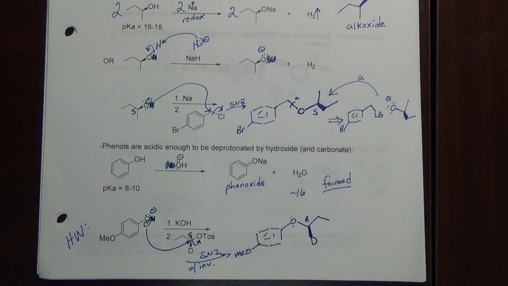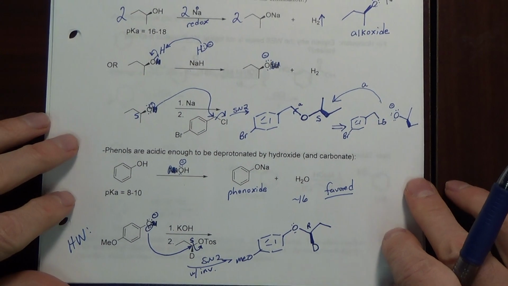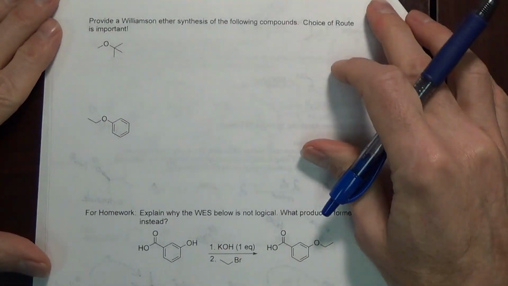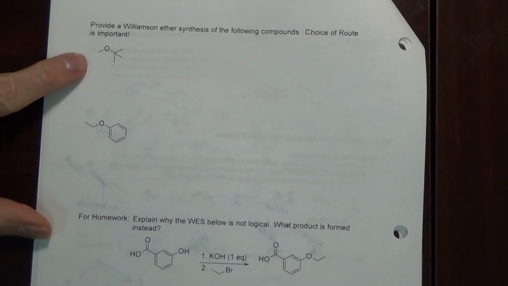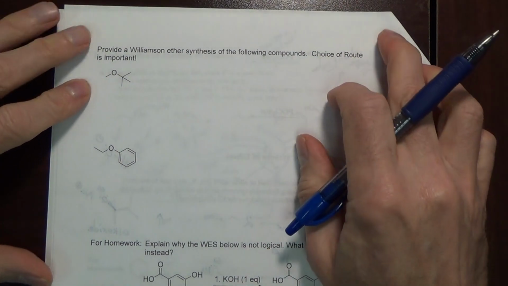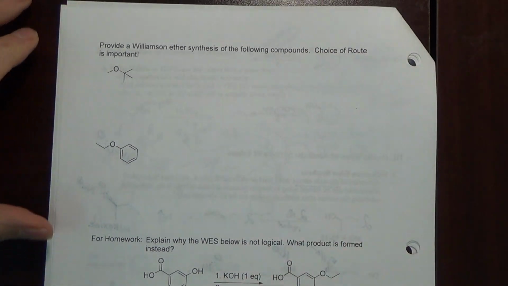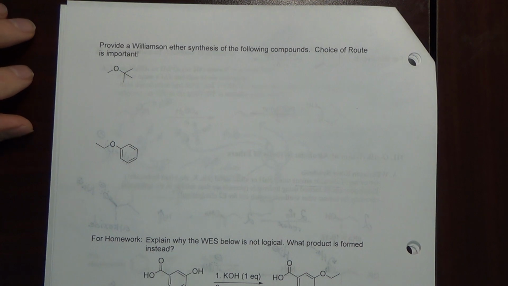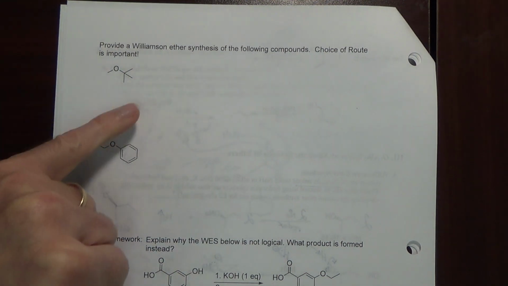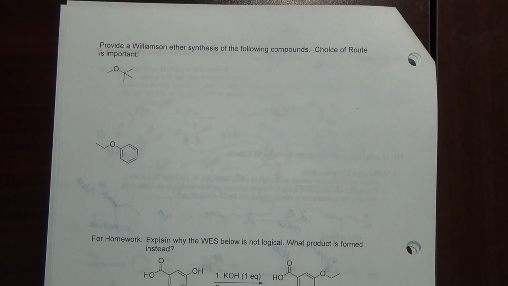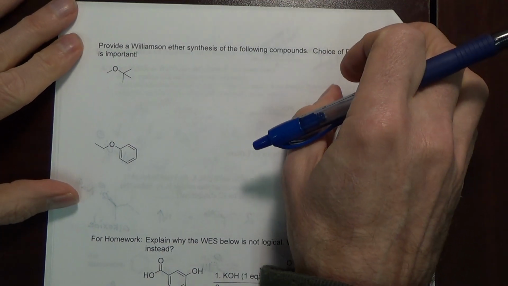Okay, Williamson ether synthesis. The phenol, instead of an OH group, the oxygen is now an ether. But let's look at synthesis, going backwards. How would you synthesize this ether here? Choice of route is important. It's actually called methyl tert-butyl ether. It used to be used as an oxygen additive to gasoline, but no more. Now ethanol is used.